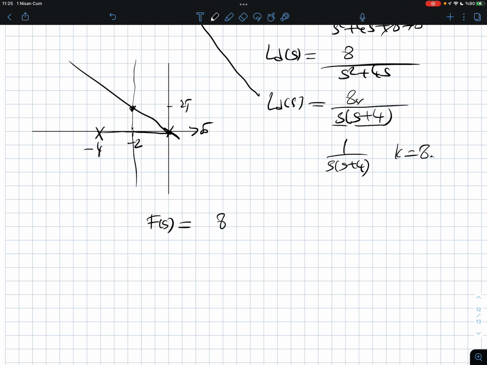So therefore, our controller is 8 divided by s times s plus 4, because we need this in the loop transfer function, and then the inverse, s times s plus 2 times s plus 5 divided by 100, in order to get rid of the whole system. This part here is the matching part. This part here is the meeting the requirements part. Therefore, we have the model matching controller.